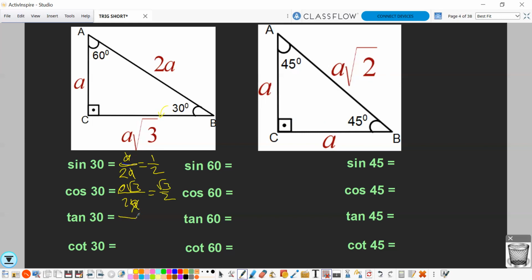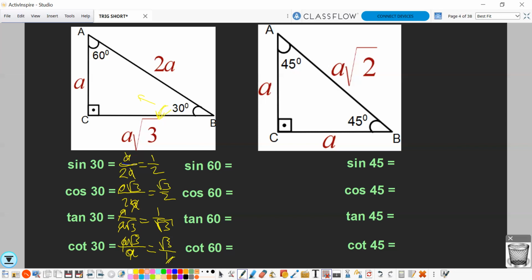And tangent 30: opposite of 30 in here is a, and adjacent of 30 is a square root 3, so 1 over square root 3. And cotangent 30: adjacent of 30, a square root 3, over opposite of 30, a, it will be square root 3 over 1. I like to keep this over 1 there. We may need it for some other examples.